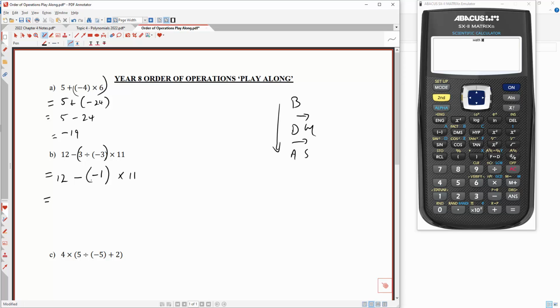Right, so now I'm going to do another line here that simplifies this. This is subtract a negative. When I subtract a negative, it's the same as adding 1 multiplied by 11. Alright, so now we've got an addition and a multiply, so the multiply needs to get done first, division or multiplication, then addition or subtraction. So we've got 1 times 11, which is 11. So 12 plus 11 is 23.